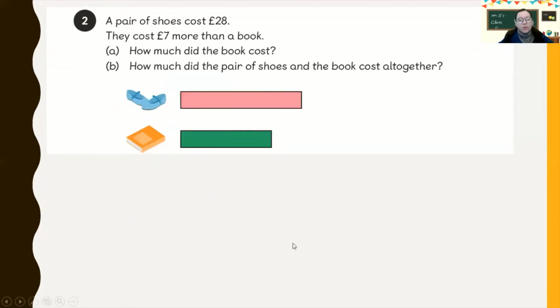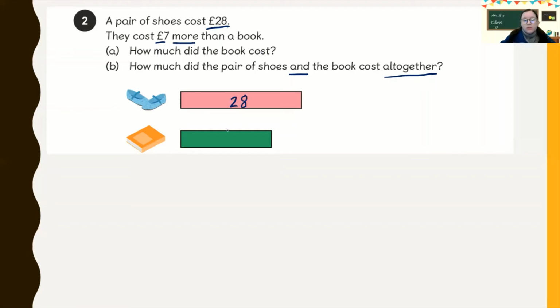Question 2, a pair of shoes costs £28. So this is a number we need to remember. They cost £7 more than a book. 2 questions here. How much did the book cost? And how much did the pair of shoes and the book cost all together? So we'll do A first. How much did the book cost? So we know it's less than this number. What is this number? How much did the pair of shoes cost?